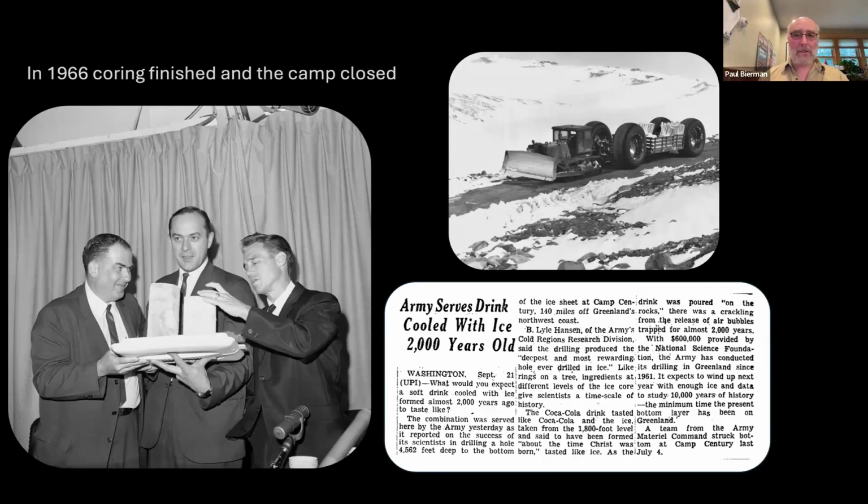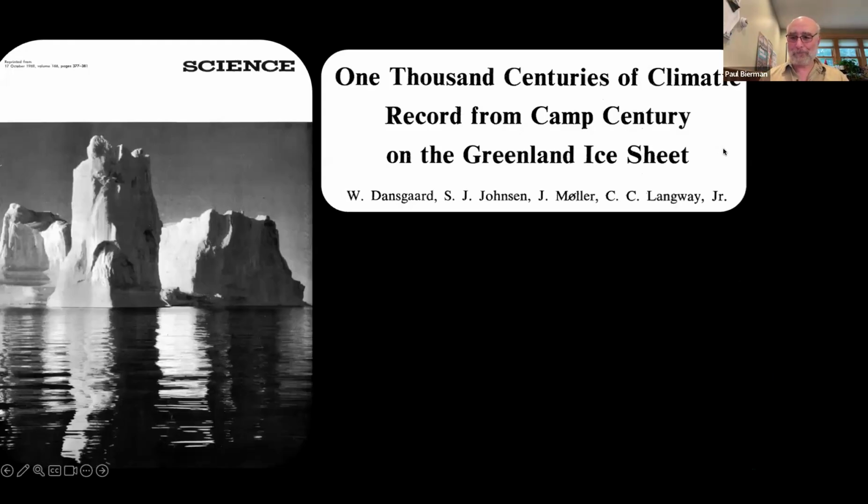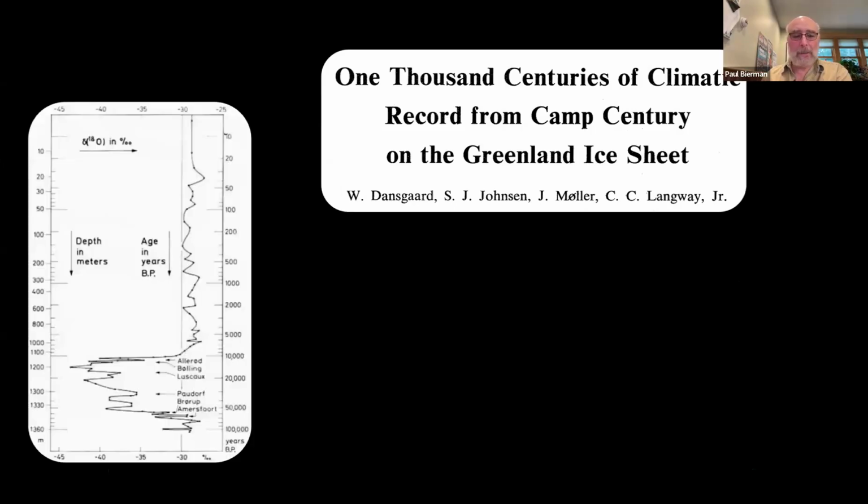And then several years later, this paper appears, which I'm guessing is familiar to most people in the audience. This is the first long stable isotope record of climate from an ice sheet, and it's Willi Dansgaard's work. He had the only lab at the time capable of processing the huge numbers of samples, thousands of samples, it took to do this. And this is the result.